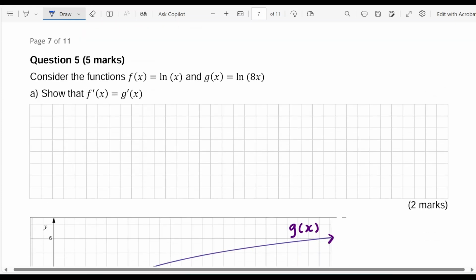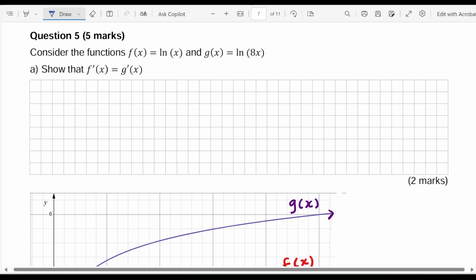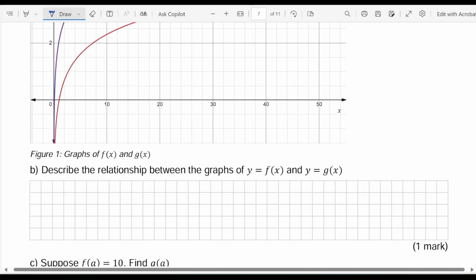Done. All right, we've got this log of x and log of 8x. So show that f dash equals g dash. f dash of x is 1 over x. g dash of x is 8 over 8x, and we'll cross off the top and the bottom. What we're left with is 1 over x. Wonderful.